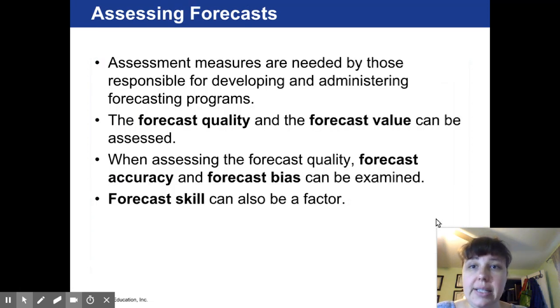As far as assessing forecasts, there are different measurements that I can do, and we've already talked about the measurements that go all the way back to Module 1. But this is all about interpretation of those measurements. So we take into account, when we receive information from a weather station, how accurate that information would be. And so we would say forecast quality and the value of that forecast as it was assessed.